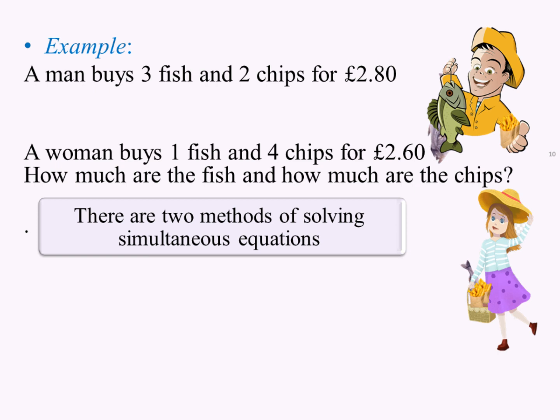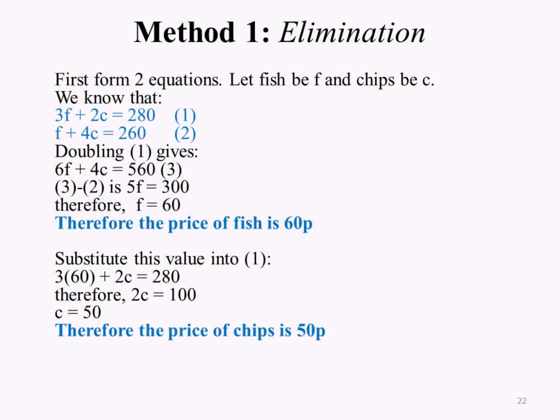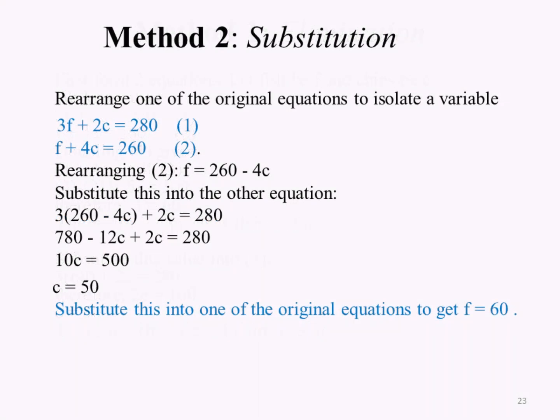But now, with the help of that information, it is possible to calculate the value of both the variables, which are f and c. You can see there are two options, elimination and substitution, and ultimately you can see in this slide that the value of fish is 60 pence and the value of chips is 50 pence, so that they satisfy both the equations.